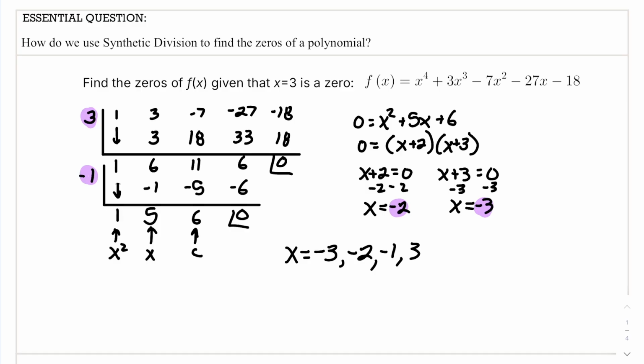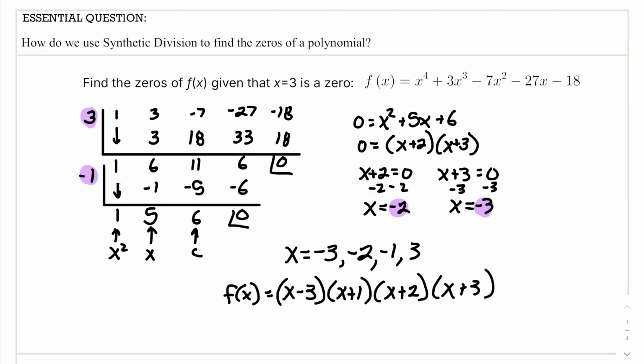And if we looked at that in factored form, that would mean we have x minus 3. So remember, we're going to put that back into our factor. We've got x plus 1, we've got x plus 2, and we've got x plus 3.